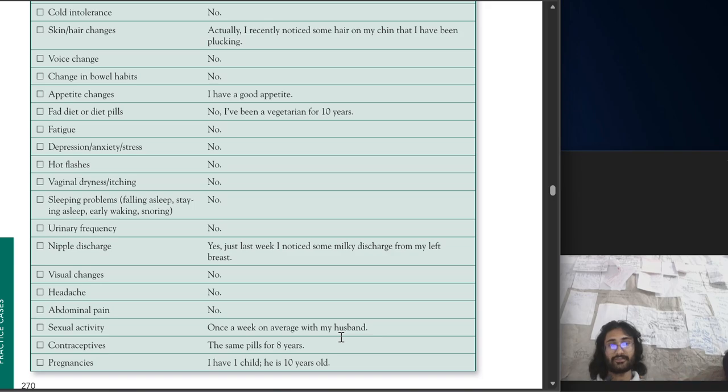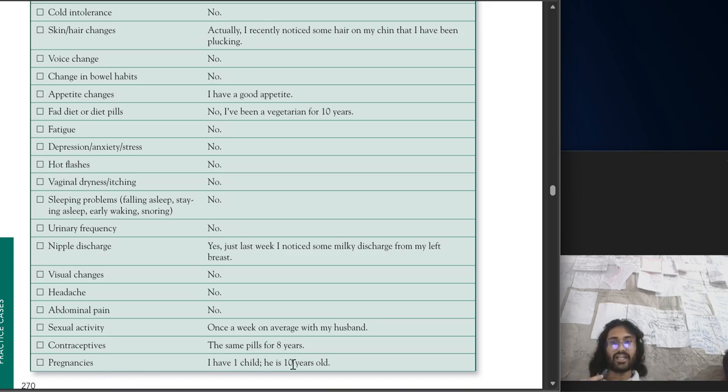So that's the point. What would have happened in this case? Maybe she's pregnant, because in pregnancy menstruation stops. Okay, she can get pregnant until and unless you cross the menopause. Okay, there's possibility of getting pregnant. Contraceptives, does she use contraceptives? So she says the same pills for the last 8 years.